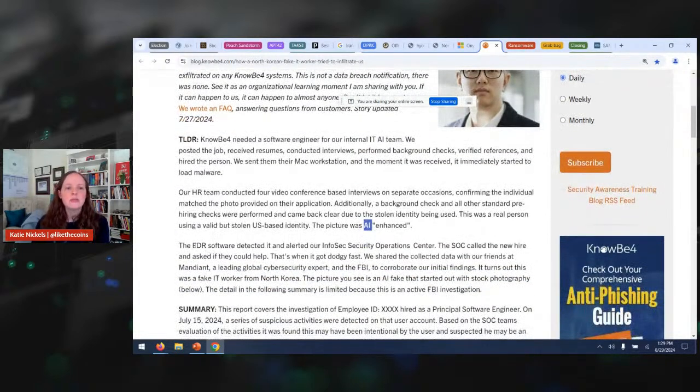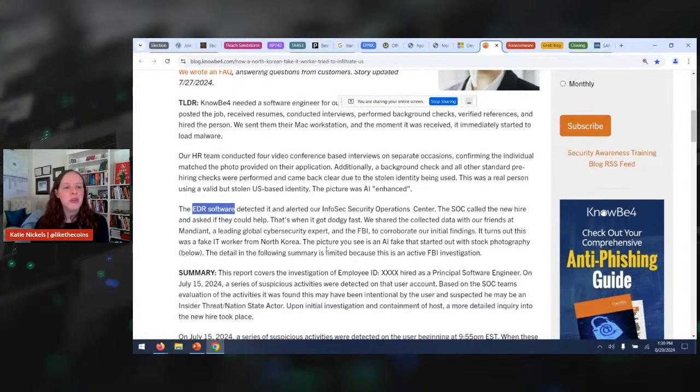So good news is, right, endpoint detection and response software, even though, yes, I know a couple of weeks ago it blue screened a whole bunch of machines around the world, it also is helpful at detecting malware. So KnowBe4 was alerted to that and then talked to all the organizations and found out that this has actually been somewhat widespread. So if you hire IT workers, this is worth checking out.